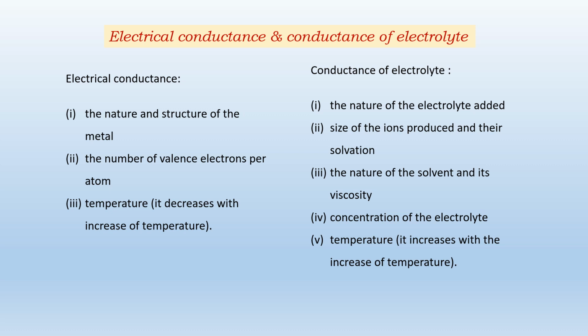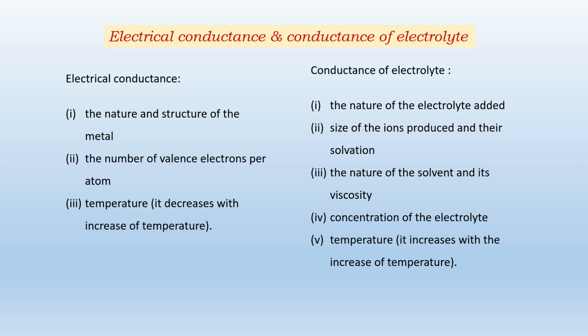And the third property is the nature of the solvent and its viscosity. Take the same example of NaCl. Put it in oil. Oil is also a solvent, which has higher viscosity. If it has higher viscosity, it has decreased conductance, whereas in water it has increased conductance. So the nature of the solvent is also responsible for the conductance of the electrolyte.